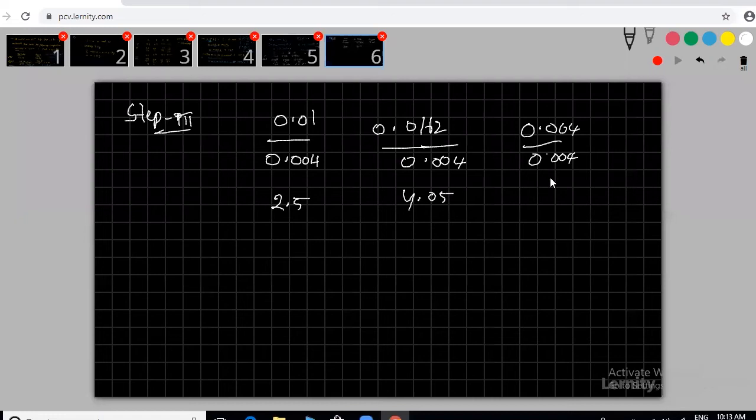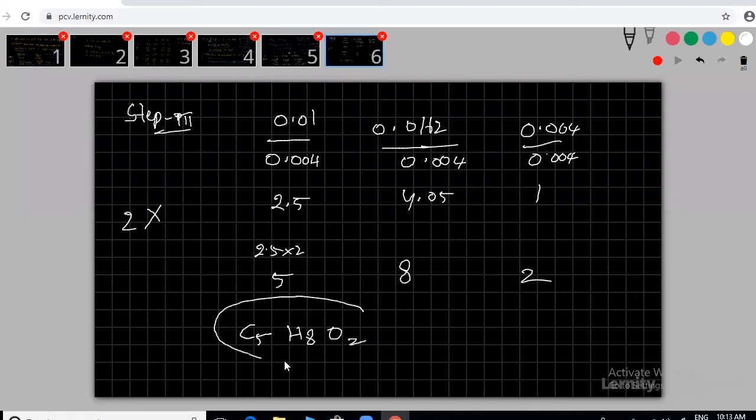Here how much will we get, sir? 1. But these are not integer values. I need to get exactly integer values. By multiplying all these values by 2, just multiply by 2, sir, because we need to get integer values. 2.5 into 2, how much will we get? This is 5. Here approximately 8 I can take. Here 2. So carbon 5, hydrogen 8, oxygen 2. This is your empirical formula.